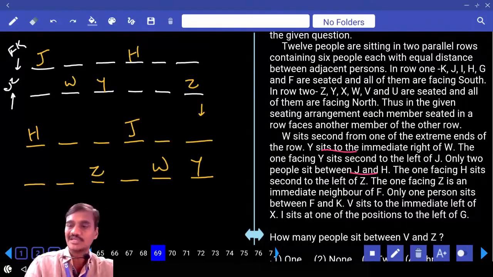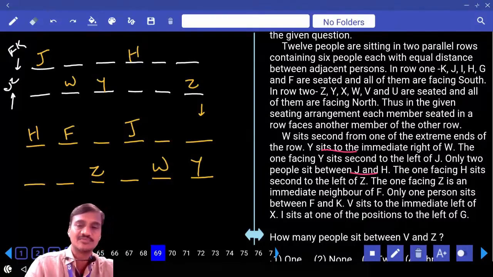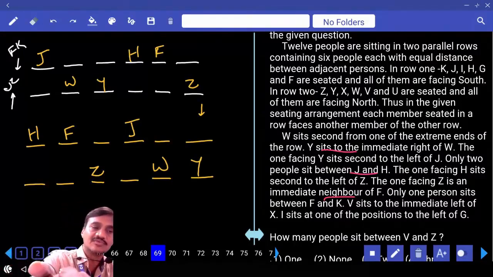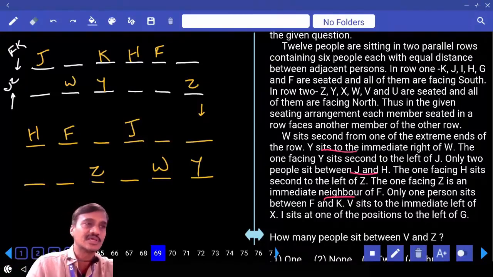And the one facing Z is an immediate neighbor of F. Z is an immediate neighbor of F. And next one, only one person between F and K. In between F and K, we need to have exactly one person. And similarly here also, between F and K, one person.